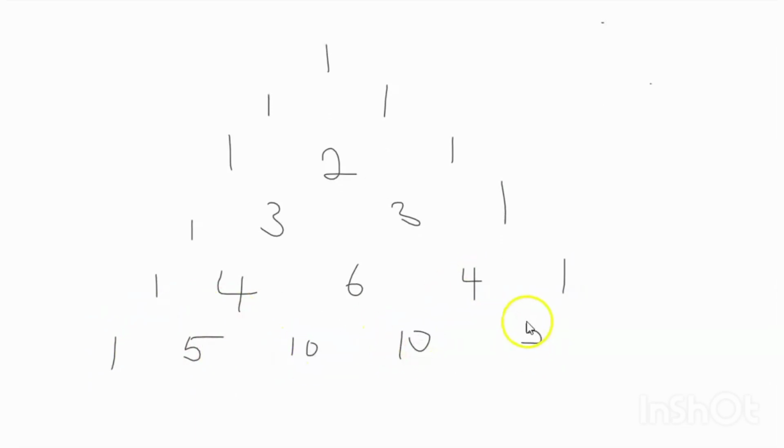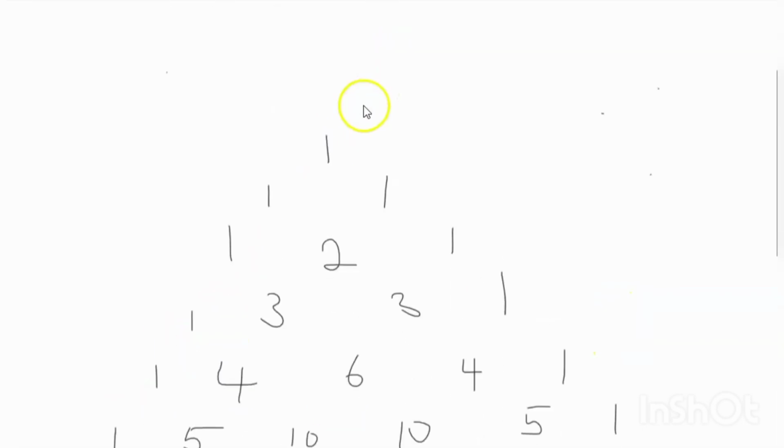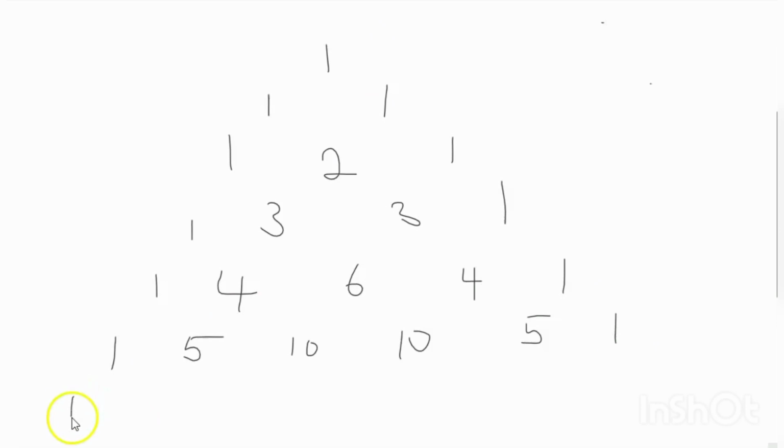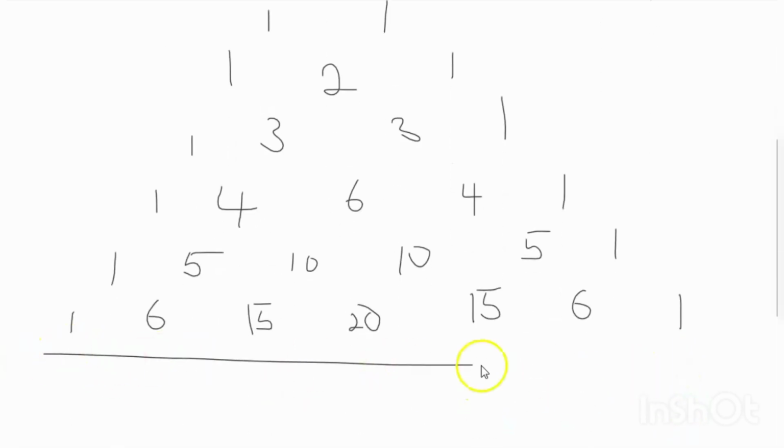Four plus 1, 5, then we have 1. So now the second number here is 5. We need to get to 6, so we have one more. So 1, 5 plus 1 is 6. Voila, we've gotten here. 5 plus 10 is 15. 10 plus 10 is 20. 10 plus 5 is 15. 5 plus 1 is 6. Then we have a 1. So this is all we need. 1, 6, 15, 20, 15, 6, and 1.